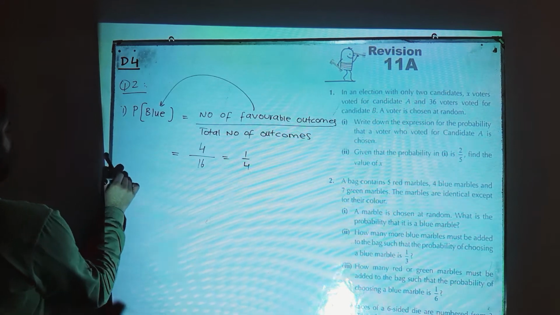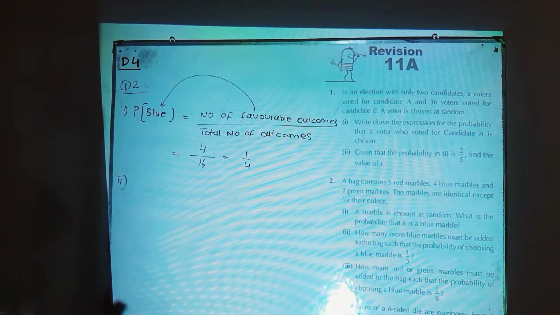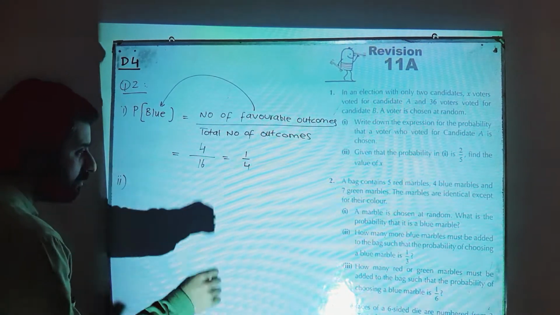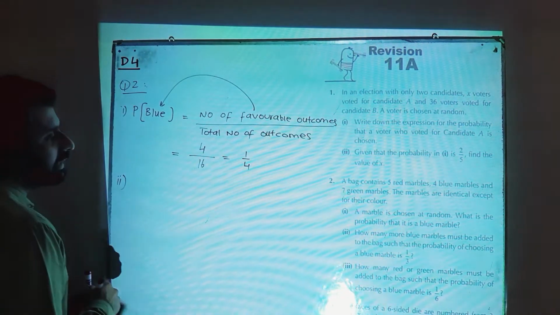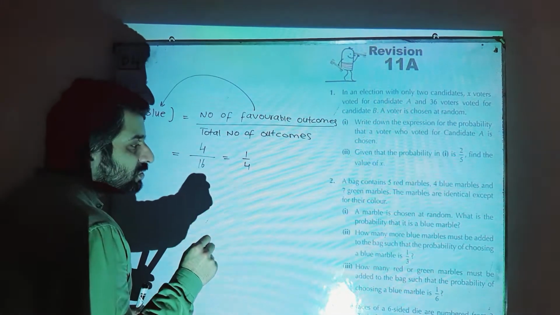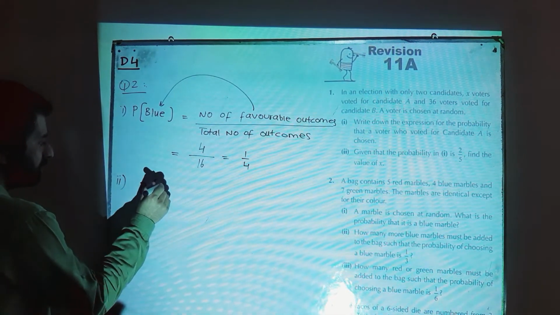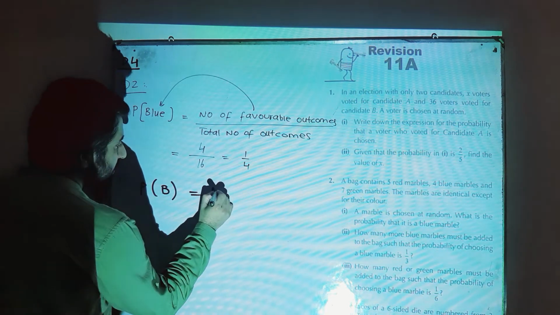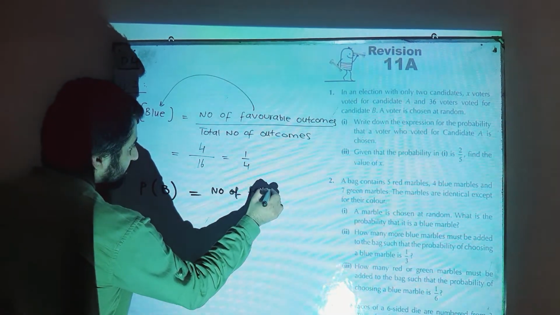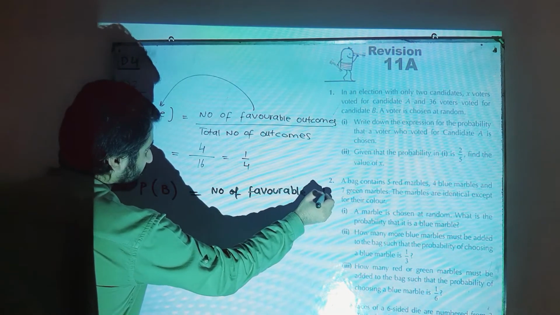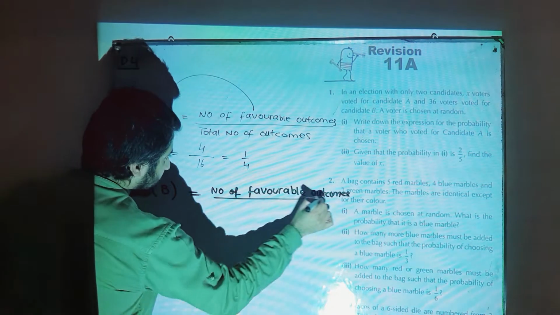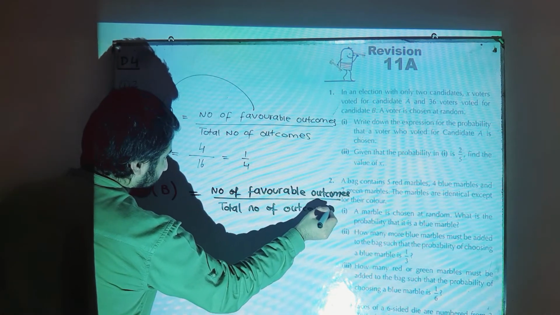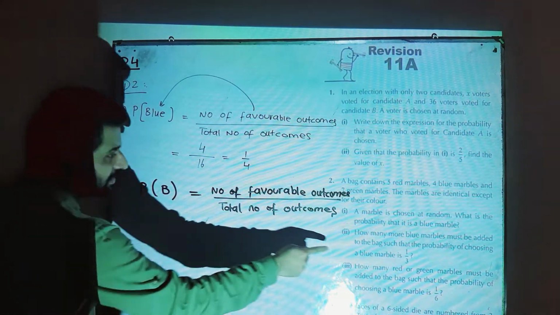Part number 2 is quite interesting. It says, how many more blue marbles must be added to the bag such that the probability of choosing a blue marble is 1 by 3? The formula for the probability of choosing a blue marble is the number of favorable outcomes, meaning the number of blue marbles, divided by the total number of outcomes.